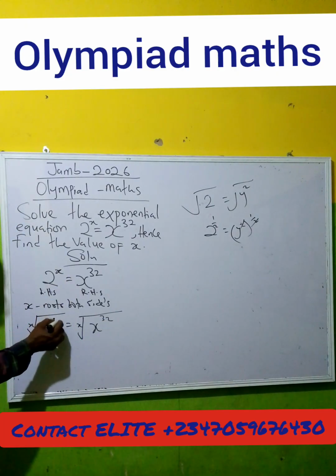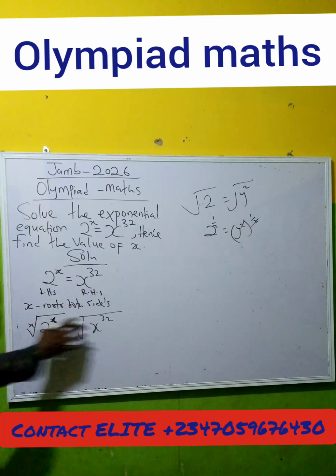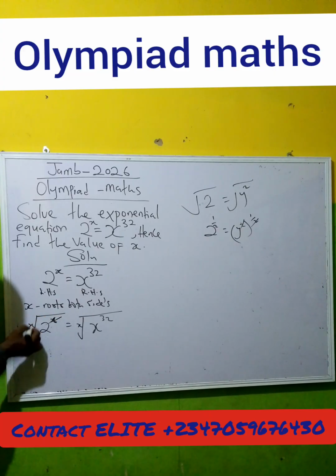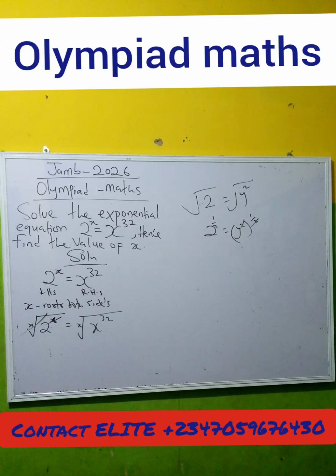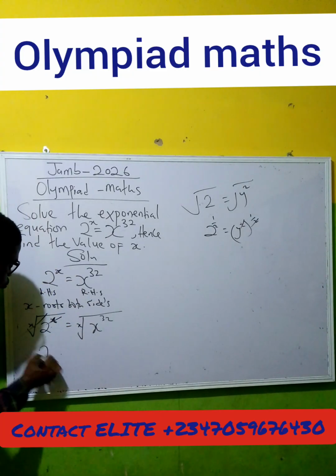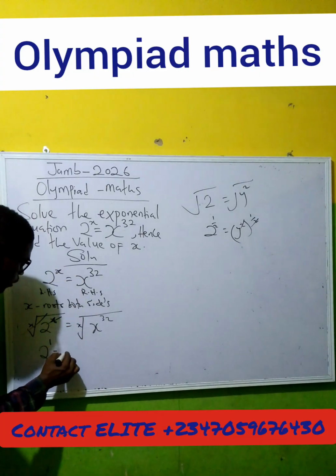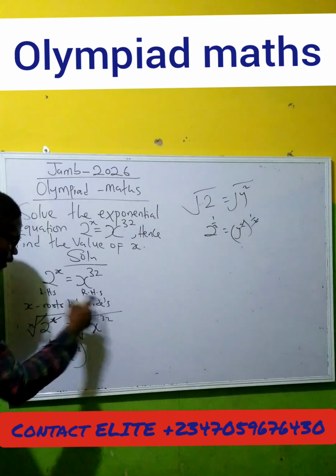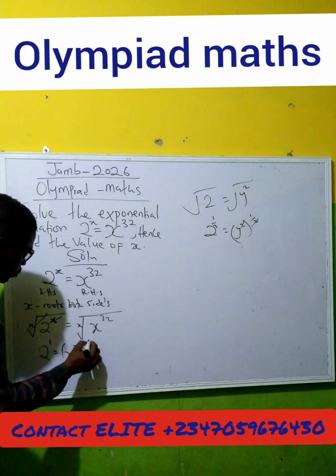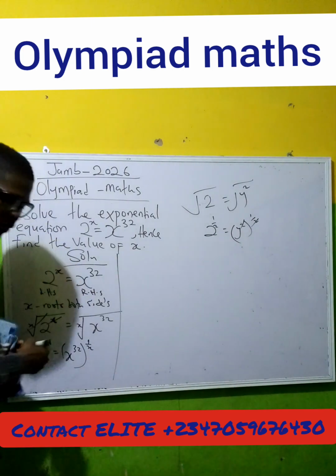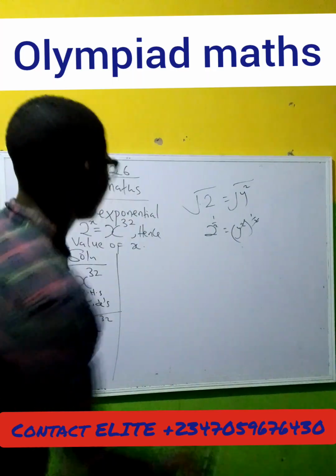Then this x here, don't forget. So we have x root both sides now. This one here, take care of this. It is gone. So now it remains 2 raised to power 1 equals x raised to power 32. We can translate this to index form as 1 raised to power x. I think we are getting it. Alright, let's proceed further.